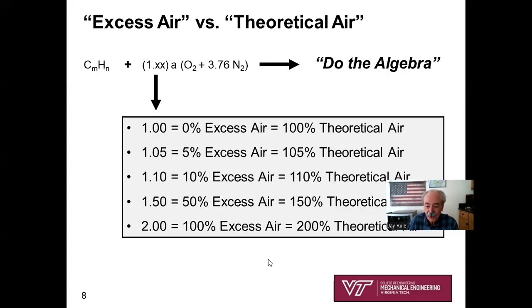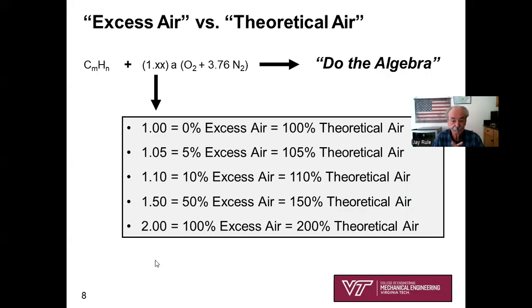I'm going to try to drive this home a little more, if you don't mind. Here's my combustion equation. C sub M H sub N is my hydrocarbon fuel. 1.XX, that's my factor for excess air. A, that's just a number that you get by balancing the stoichiometric equation. So I'm going to try to tabulate so you can see with your eyes what this means. What's the relationship between this factor, 1.00, 1.05, 1.10, et cetera, the excess air percent, and the theoretical air percent?